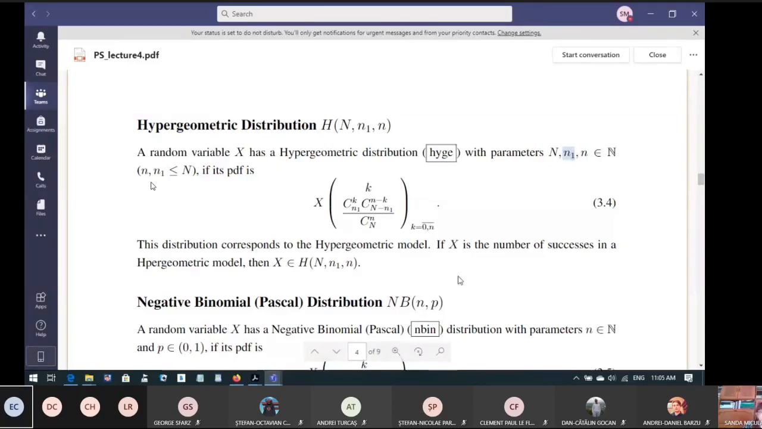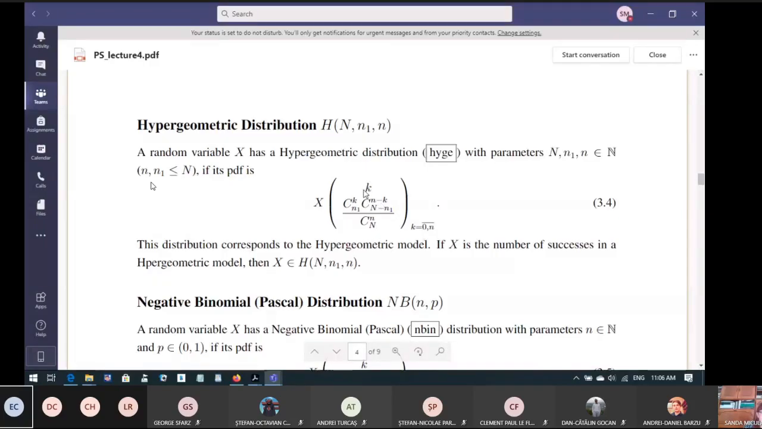Now, again, just like with the binomial, we say let X be the number of successes in a hypergeometric model. And sometimes we say X has a certain distribution or X belongs to the family of distributions with a certain name and certain parameters. So you may see this or you may see a tilde, it means the same thing. X belongs to that family of distributions.